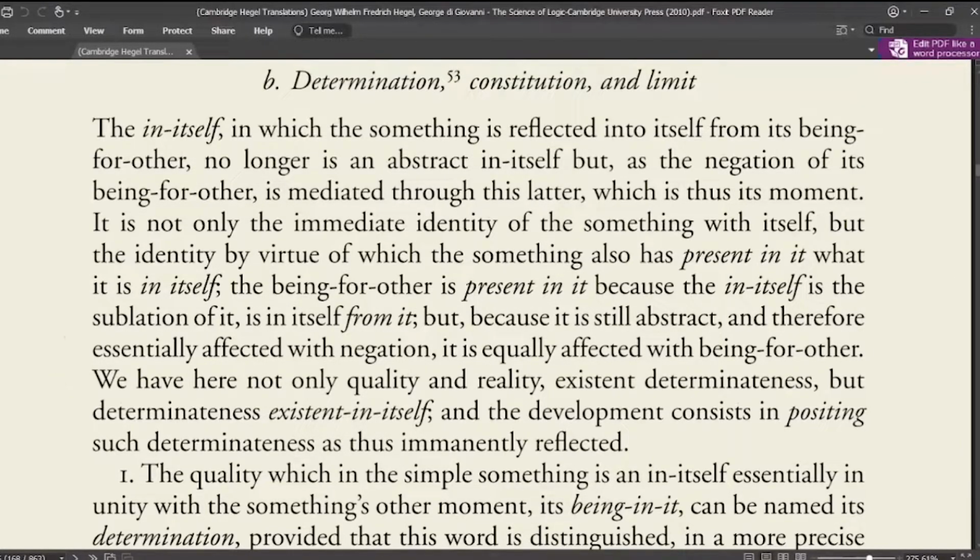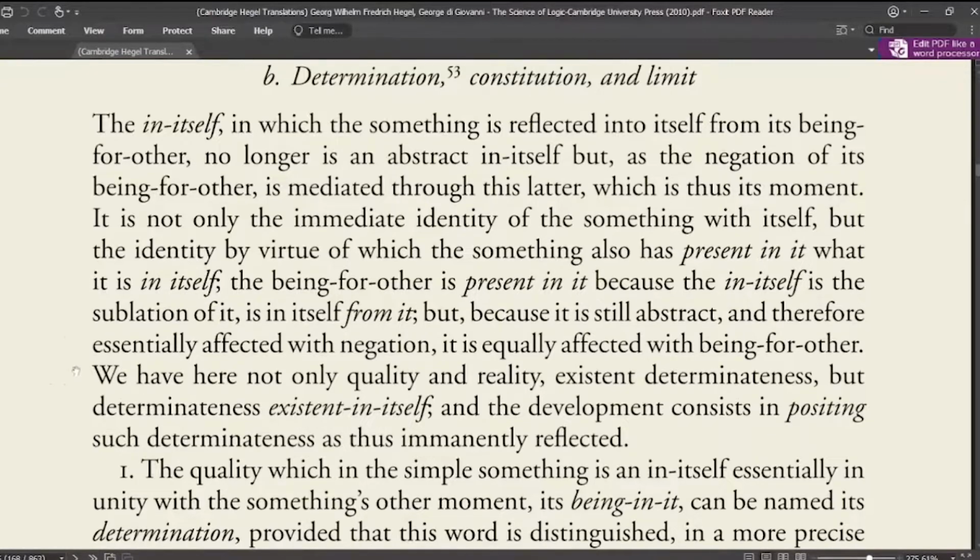So determination, constitution, and limit. The in itself, in which the something is reflected into itself from its being for other, no longer is an abstract in itself, but as a negation of its being for other is mediated through this latter, which is thus its moment. It is not only the immediate identity of the something with itself, but the identity by virtue of which the something also has present in it what it is in itself. The being for other is present in it because the in itself is the sublation of it. It is in itself from it.